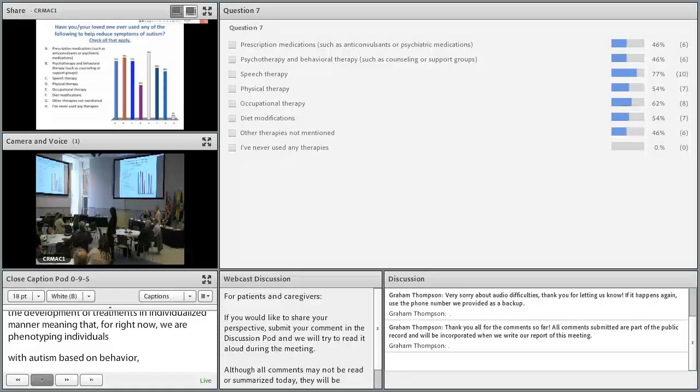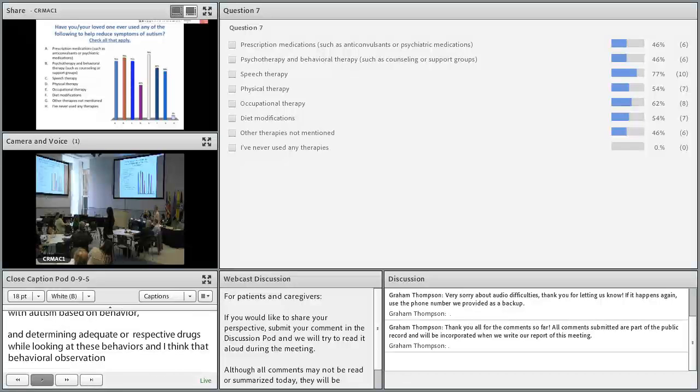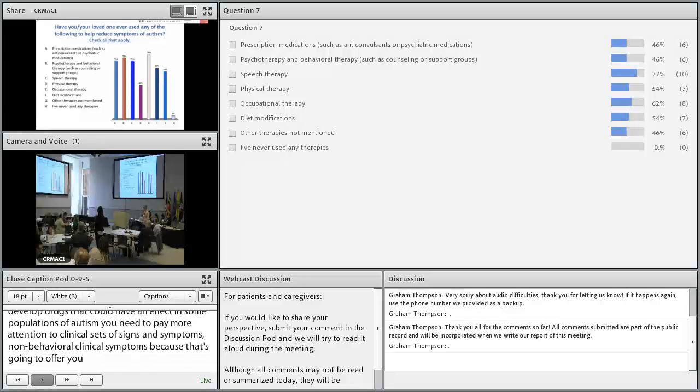And I think that behavioral observation does not offer an optimal or a sole insight into the molecular etiology of autism. And I think that to develop drugs that could have an effect in subpopulations of autism, you need to pay more attention to clinical sets of signs and symptoms, non-behavioral clinical sets of signs and symptoms, because that's going to offer you easier insight into molecular dysregulations, because dysregulations in autism, like in a lot of diseases, are ubiquitous.